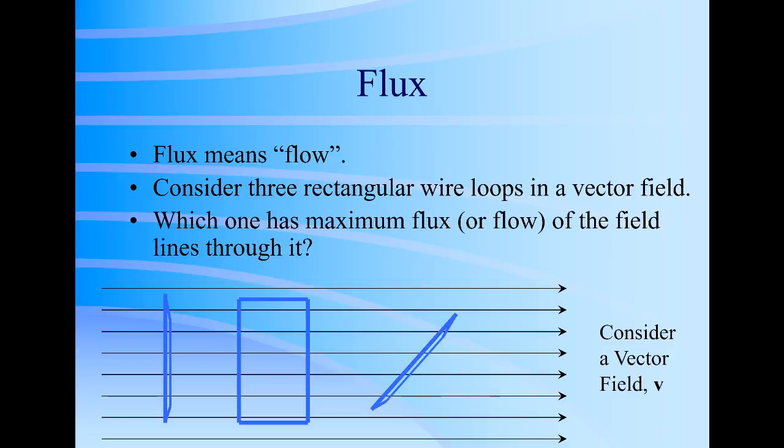Which one of these has the maximum flux or flow of the field lines going through it? It turns out that it's the first one. You can't see it, but this one right here is the maximum flux. This one has no flux, and this one here is sort of intermediate. How do we know that the middle one has zero flux going through it? If you think about a sheet of paper and you turn it on its side, then none of these vector field lines are actually going through the piece of paper.